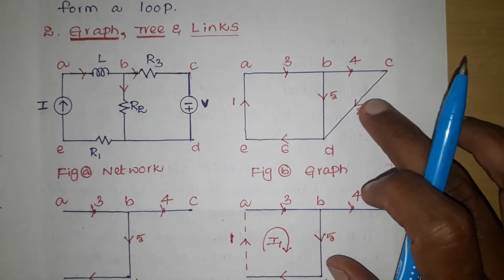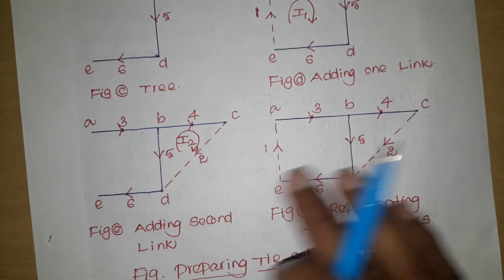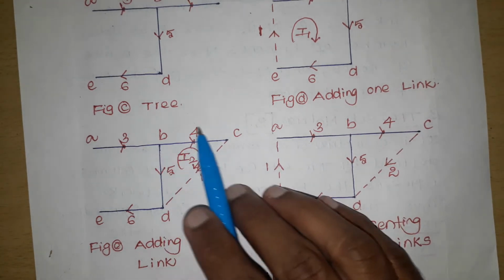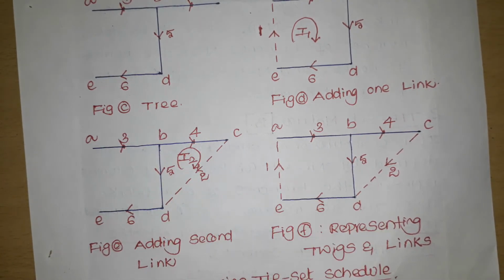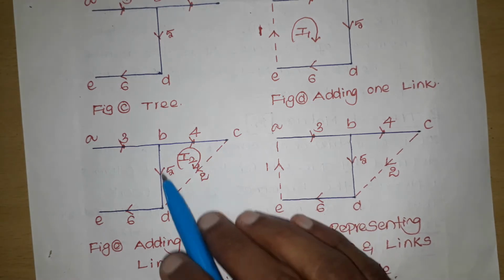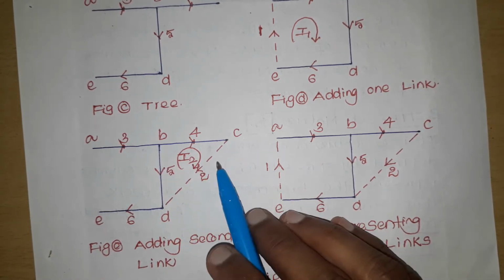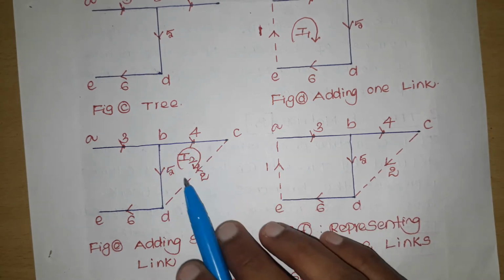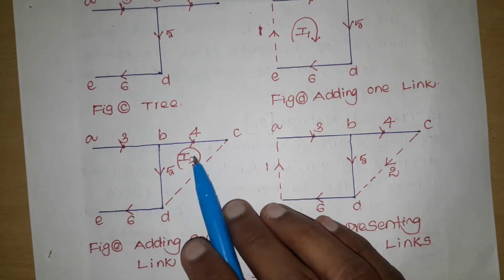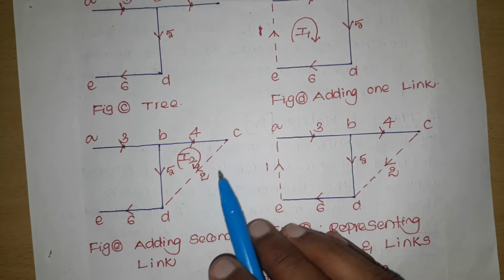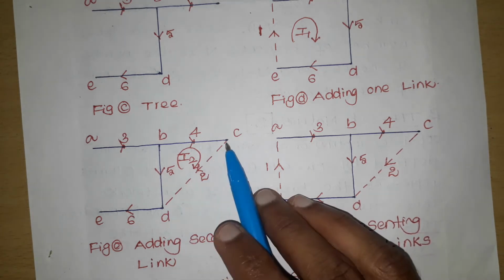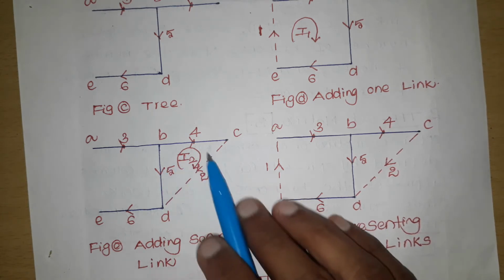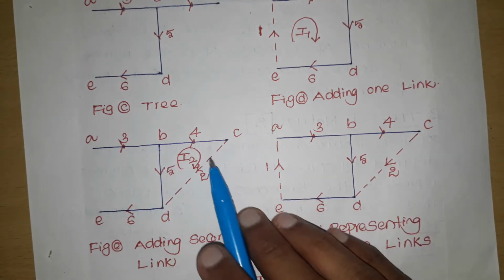Similarly, after removing link 1 and adding link 2, so remove link 1 now, and now add link 2. If we add link 2, you get a circuit like this. Now there is a closed path here, so the current is flowing in this direction. As the link number is 2, I am taking the current in this loop as I2, and the direction of the current should be in the direction of the current in link 2. The current in link 2 is in this direction, so that's why I am taking the I2 direction as that.